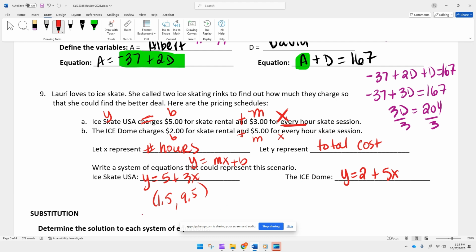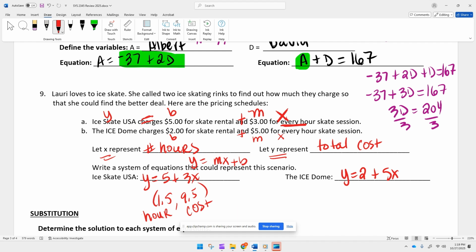The X represents the hour. The 9.5, the Y, represents the cost. Remember, we said Y represents the total cost. The X represents the number of hours. So that intersection is where they're going to reach the same cost.